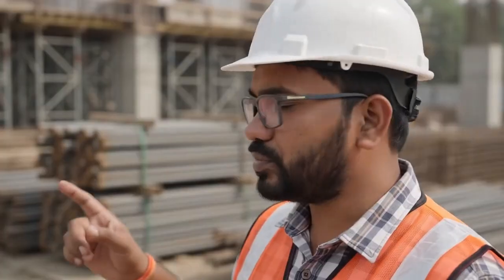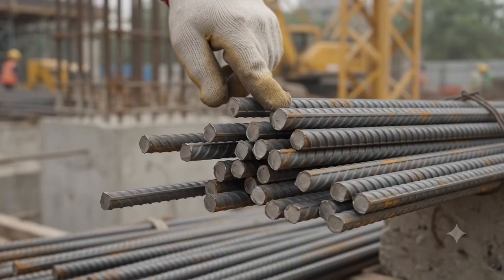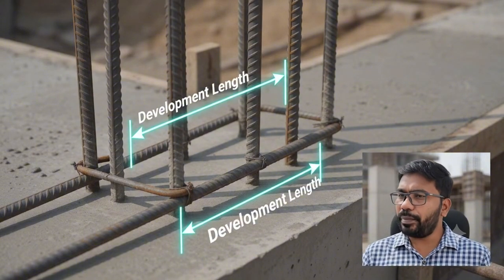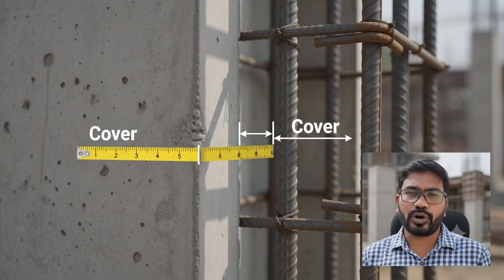Before preparing a BBS, we need to understand some important terms. Diameter of bar: the thickness of the reinforcement bar, usually expressed in millimeters, such as 8, 10, 12, 16, 20, 25 and 32 millimeter rebars. The cutting length is the total length after including bends, hooks and anchorage lengths. Let's discuss concrete reinforcement. The development length is needed to transfer stresses safely, while cover protects the steel from corrosion. Both are critical for structural safety.